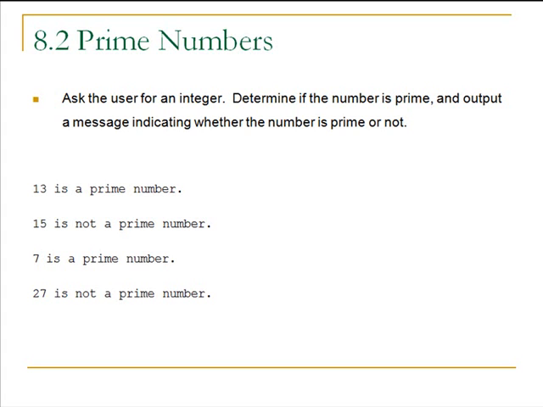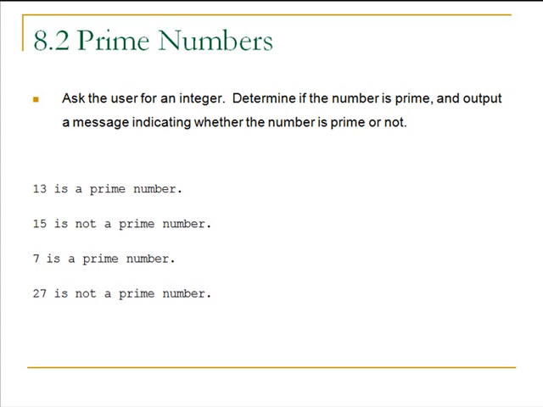So it's considered that 2 is the first prime number and the only even prime number, because all other even numbers are divisible by 2. So 13 is a prime number, but 15 is not, because 15 is divisible by 3 and 5, as well as 1 and 15. 7 is a prime number, we saw that in the previous one.